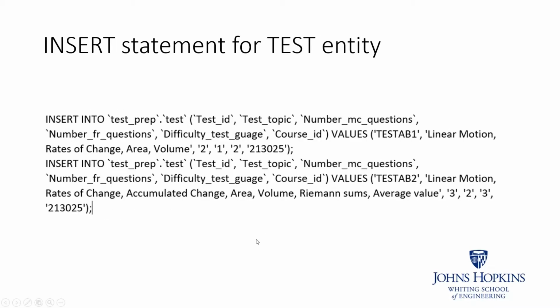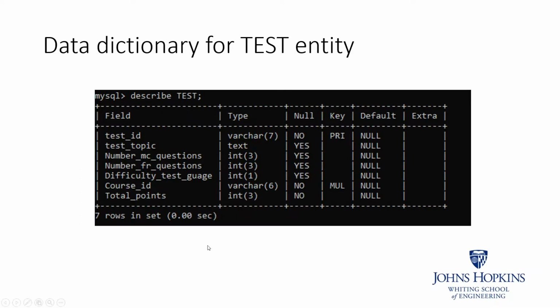Here's the insert statement for the test entity. This is where I populated the table with 2 rows of data for test AB1 and test AB2. And here's the resulting data dictionary for the test entity. This can be shown for any table in the database by using the SQL statement describe and then the name of the table.